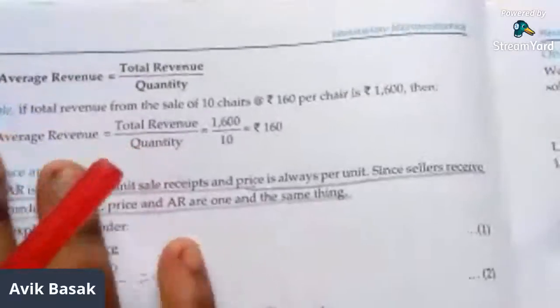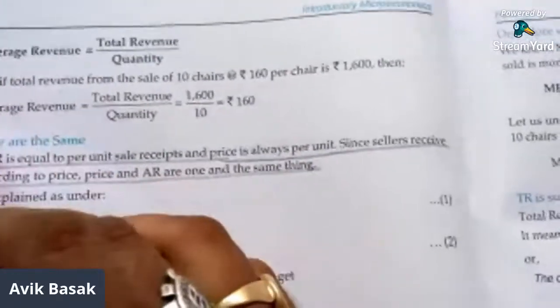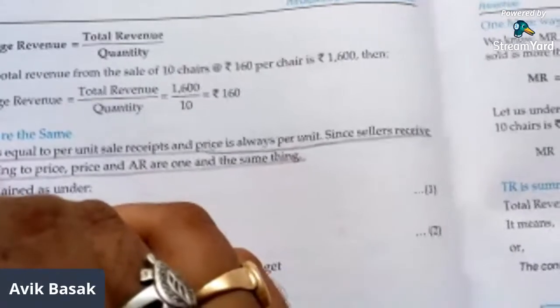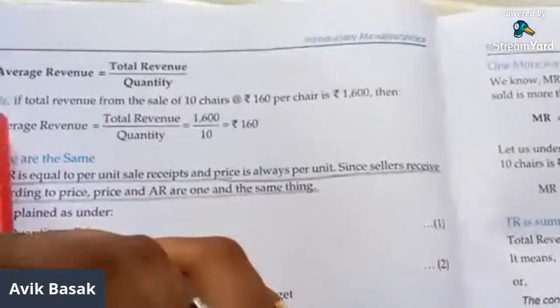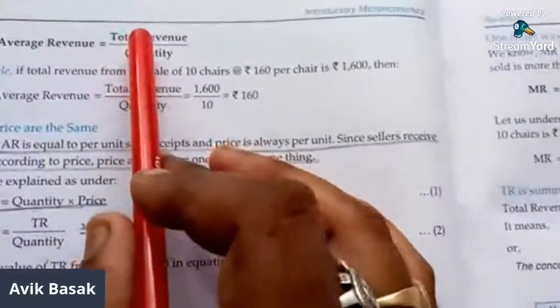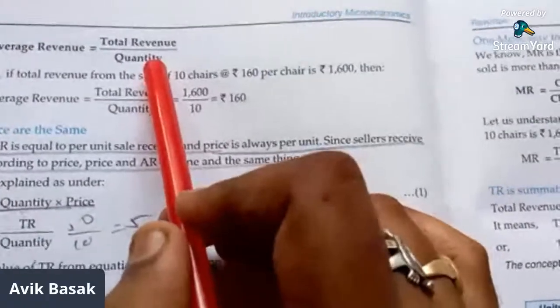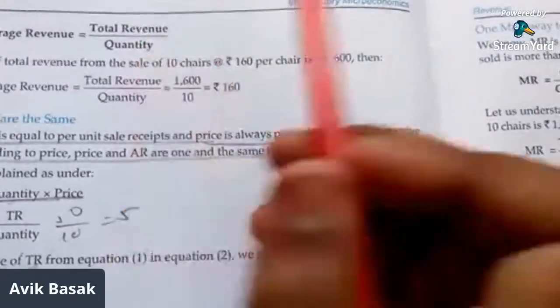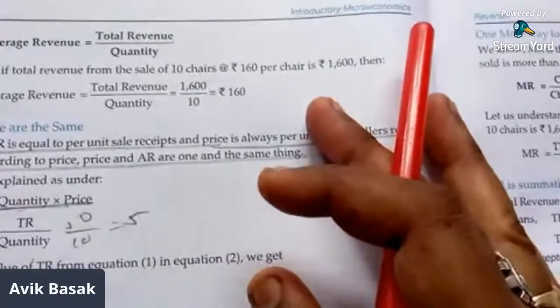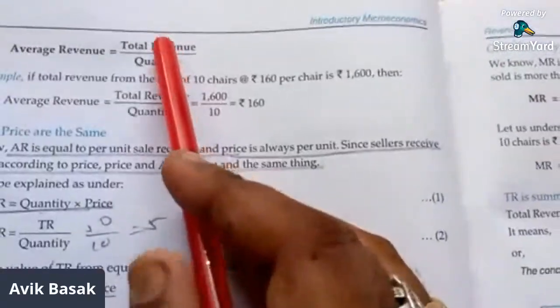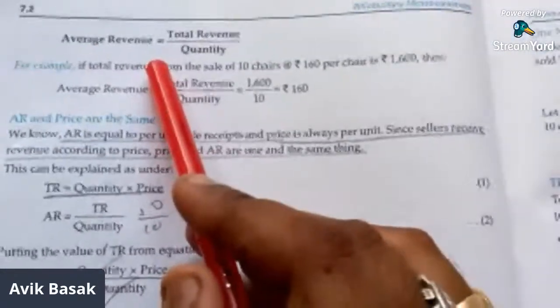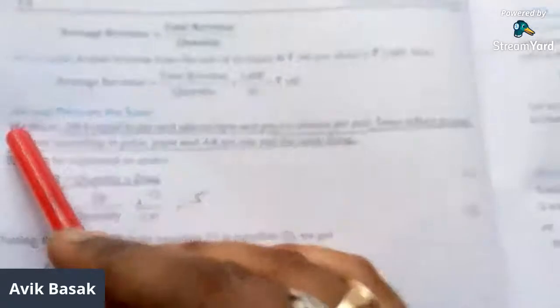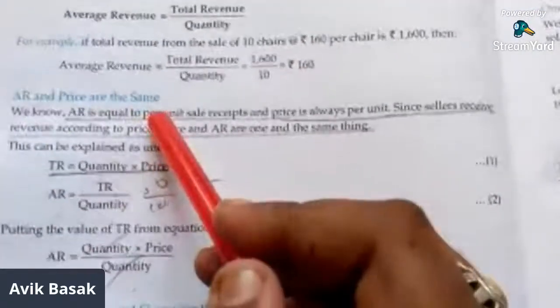This is AR. So what should be the formula of AR then, students? Now, average revenue: if I have told you 10 chairs cost 1600, then one chair will be costing how much? 1600 divided by 10, it will be 160. So, total revenue divided by quantity is average revenue. Then comes that your average revenue and price are the same.